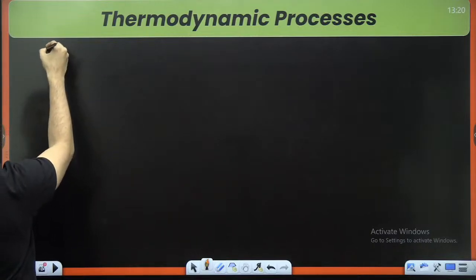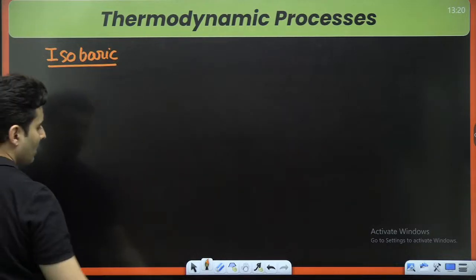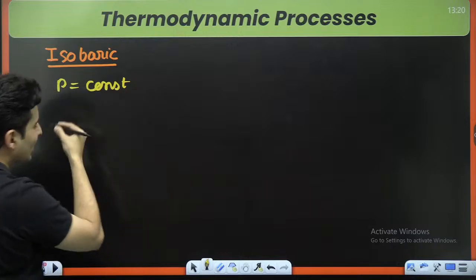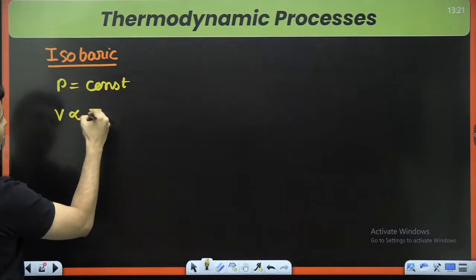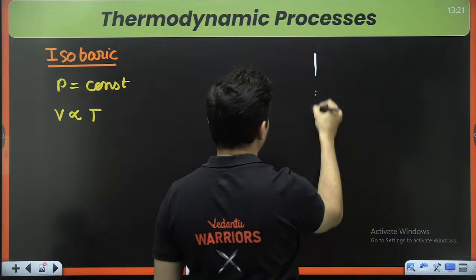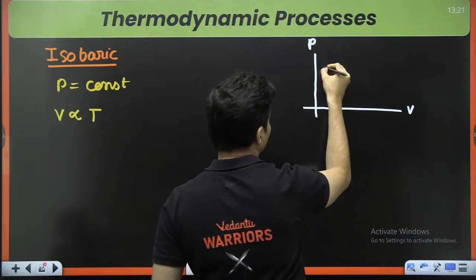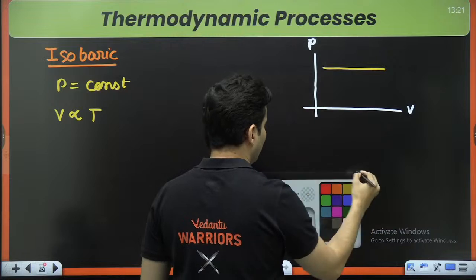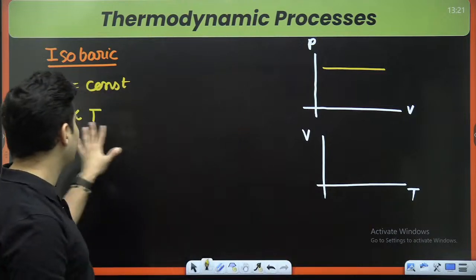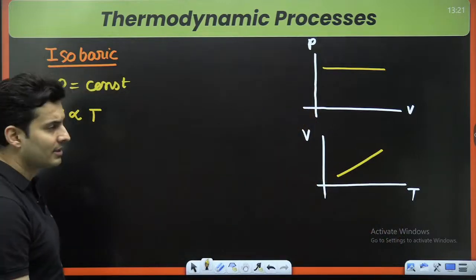Starting off with the simplest of all, and that is the isobaric process. In the isobaric process, it's the pressure which is constant, and because PV is nRT, you will see volume is directly proportional to the temperature. Also in this process, if you draw the graph of pressure versus volume, it will be a very easy graph because pressure is constant. It will just be like this. But if you draw another interesting graph of volume versus temperature, because volume is directly proportional to the temperature, you will find the graph to be a straight line.